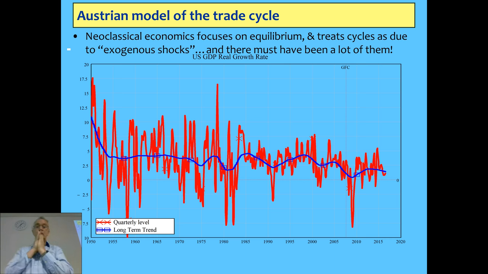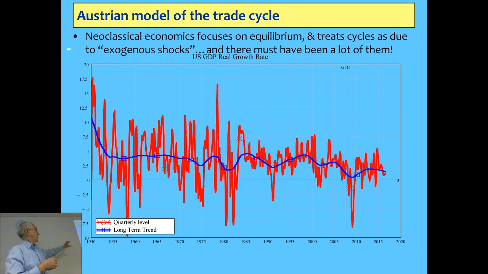economy, GDP growth rate. You can see it's been as high as 17.5% change in 1 year, and that's real, not inflation, that's inflation adjusted, and as low as minus 10, okay? And the blue line is a smooth curve between the actual data, but you can see how different the actual data is to a smooth trend.